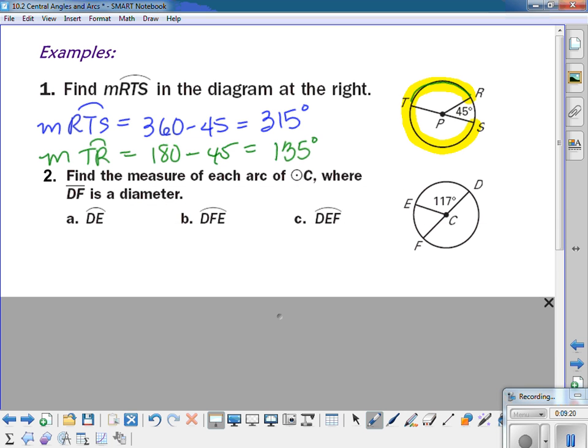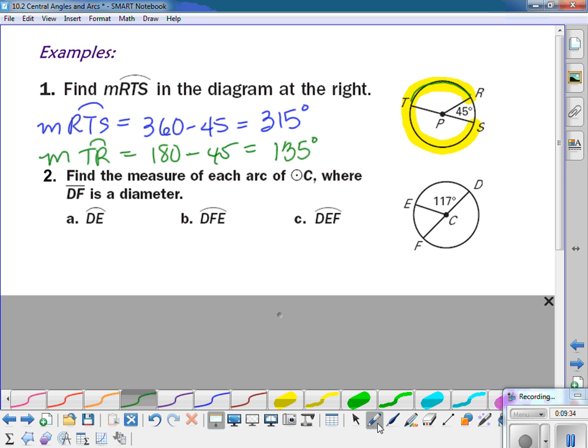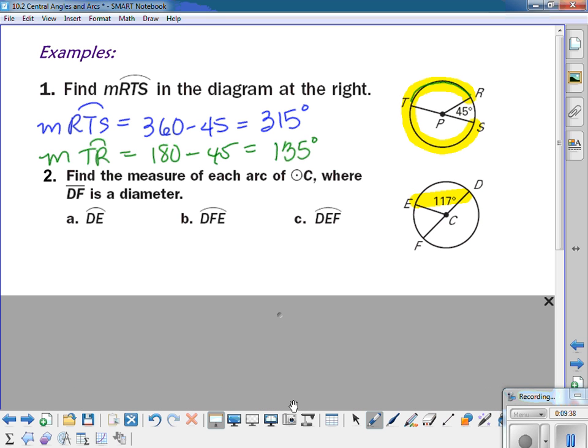All right. Here's another one. In this one, they gave us the diameter of each arc in circle C. They told us DF was a diameter. So for DE, they've already given me the central angle. So what's DE going to measure? Right here, DE. What do you think the arc is? Yes, 117.